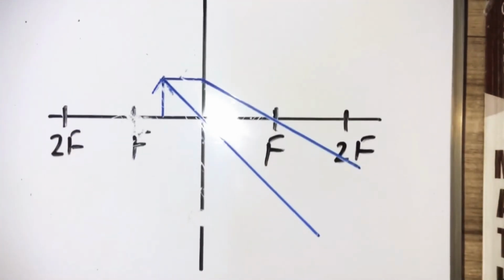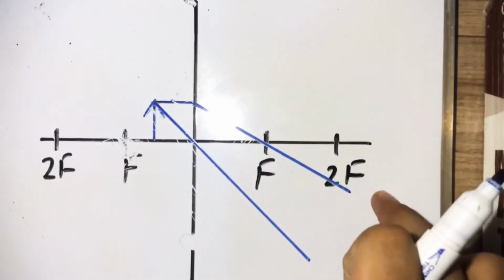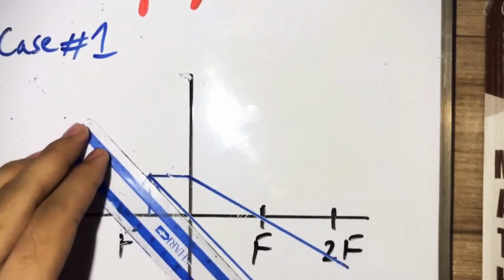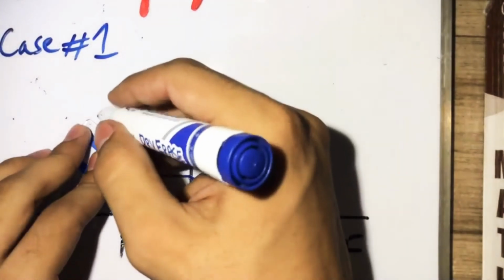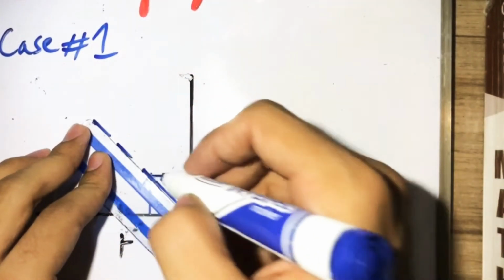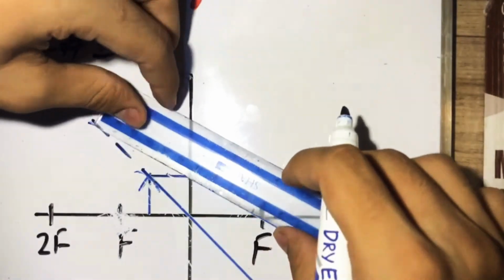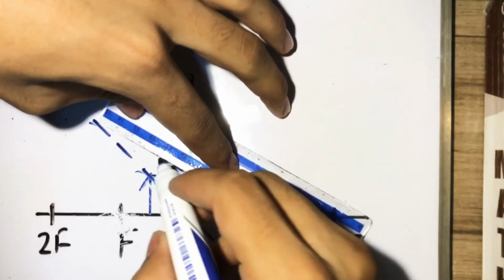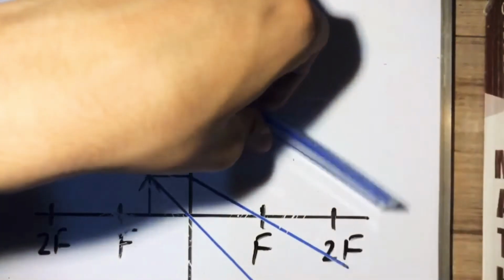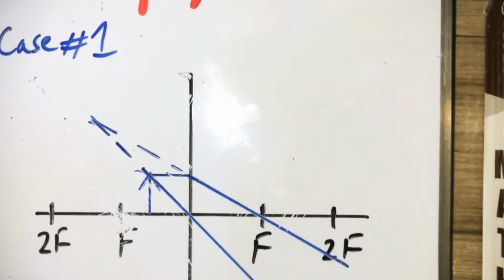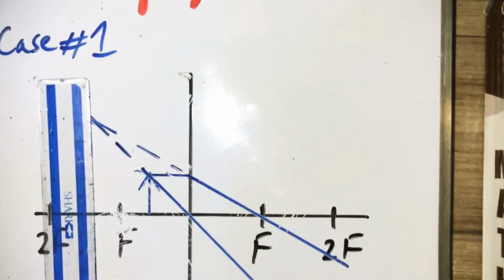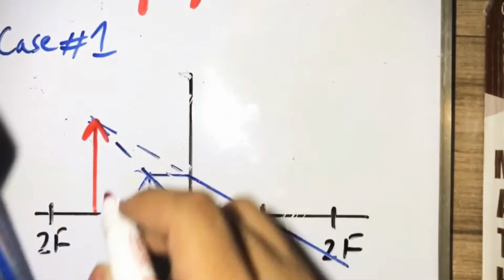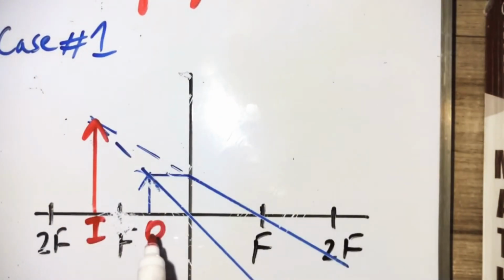Now here you can see that these two rays are diverging from each other. So in this case what we do is we back produce these two rays as dotted lines, and where those two dotted lines meet, that is where our image is formed. This is the object and this is the image.